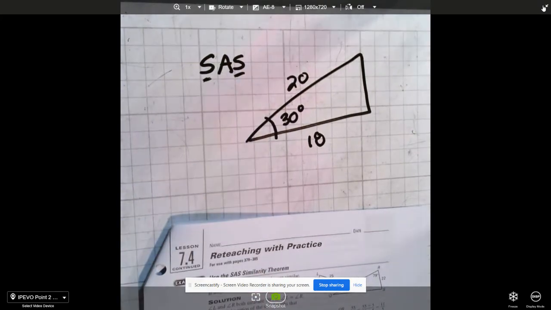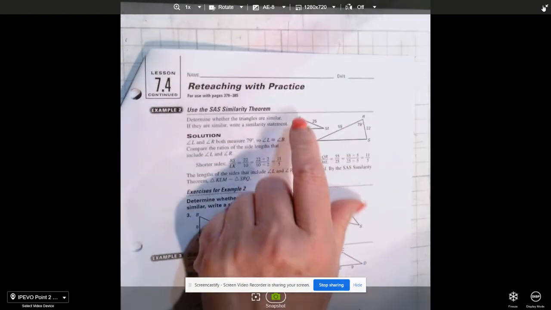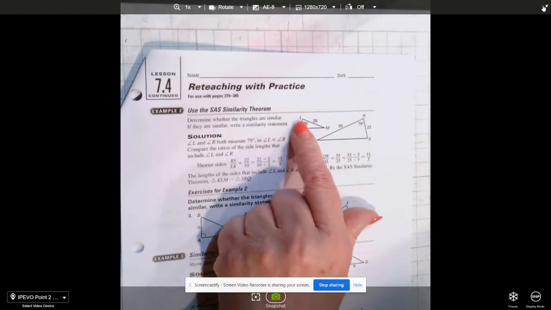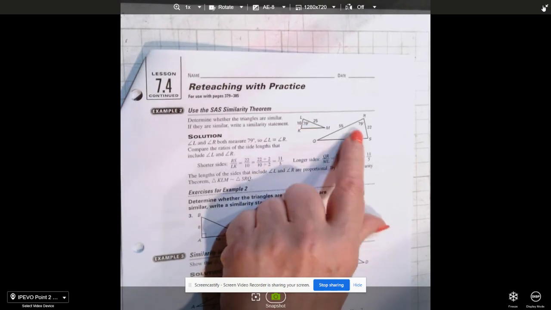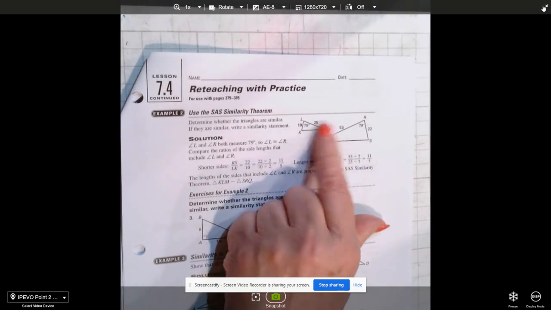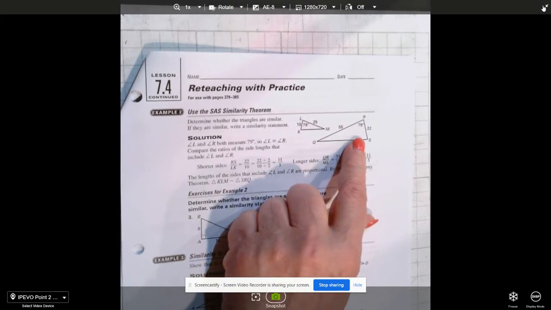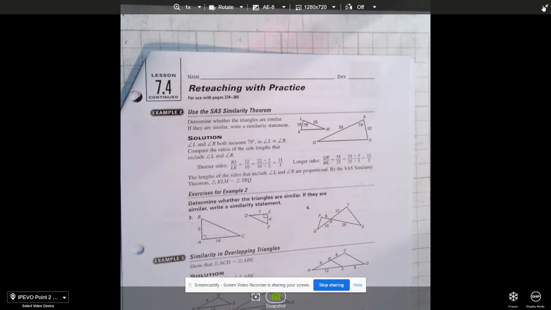So remember that the angle always has to be between the two sides in order for it to be side angle side. All right, so what this is saying is if I know that two sides are proportional, and the side and the angle in between those two sides are congruent, then I know that this triangle has to be similar to this triangle. So let me draw these two triangles out and I'll go through this problem with you.